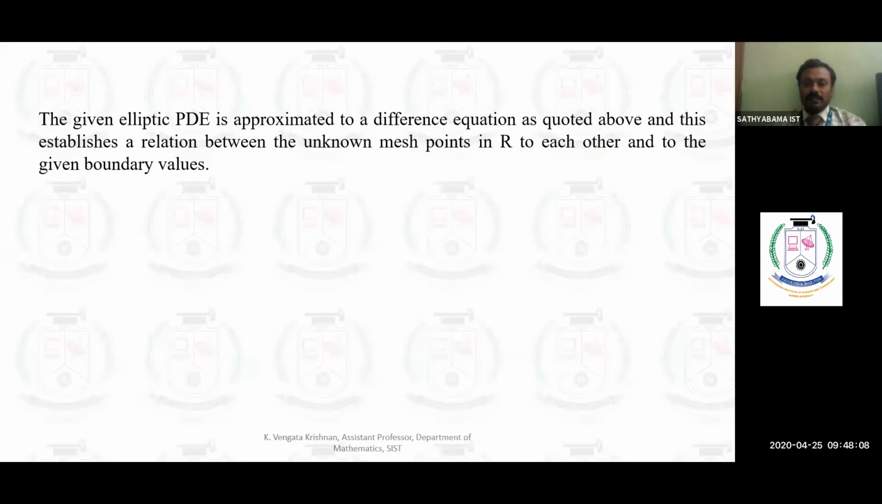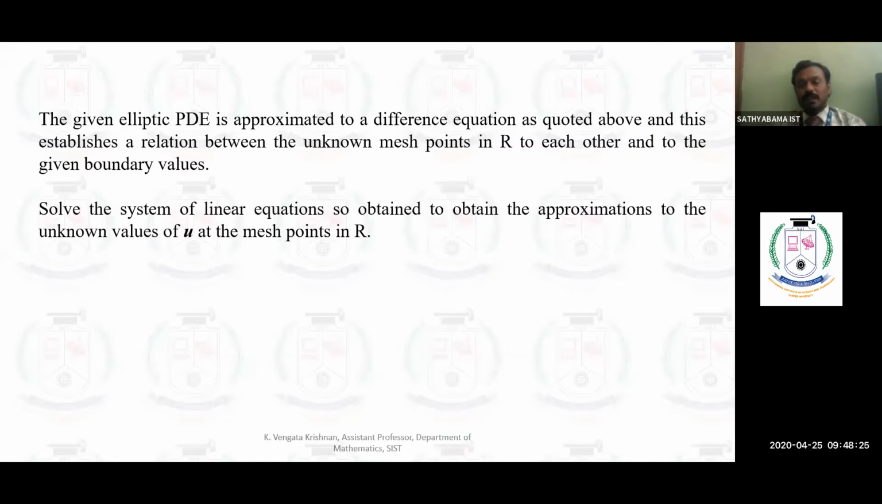So next, let's go through the algorithm: how to solve this elliptic PDE. That's the first step we have seen earlier: rewrite the given PDE as the difference equation. Once we have written the difference equation, applying the relation between the neighboring points and the mesh point, we get a system of linear equations which you can always solve by the known methodologies.